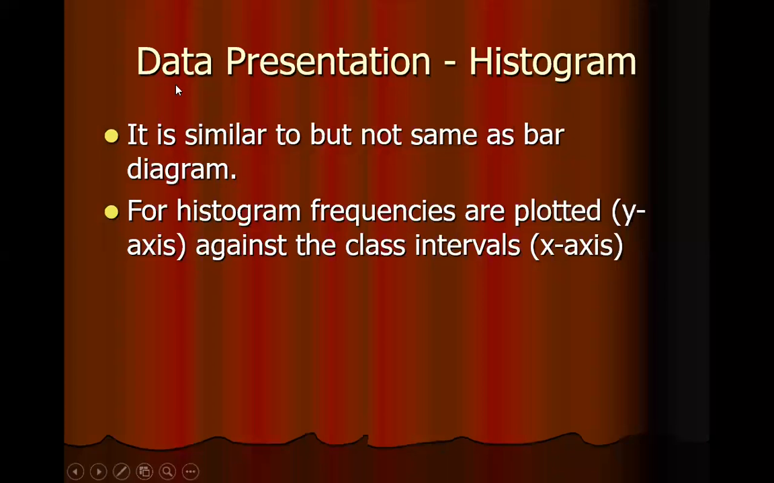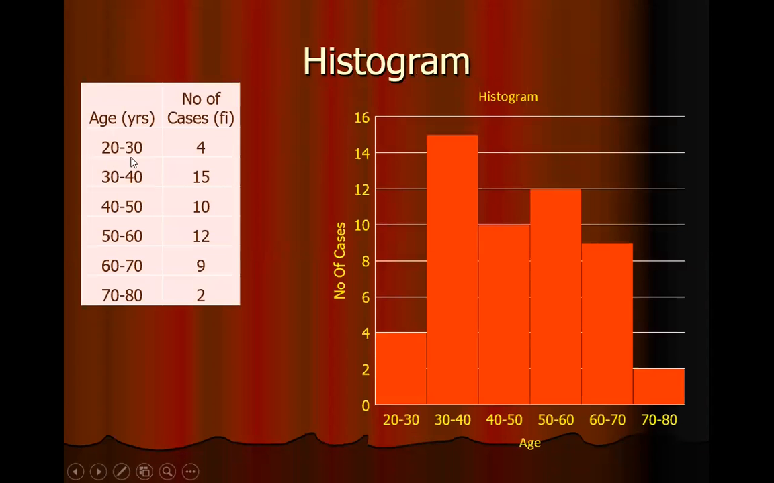So this is a summary of data of the thesis of my student, which I have shown you. Then this is a classified data. For class interval 20 to 30, there were 4 patients. For class interval 30 to 40, there were 15 patients, and so on. So to graphically represent this, we use histogram.